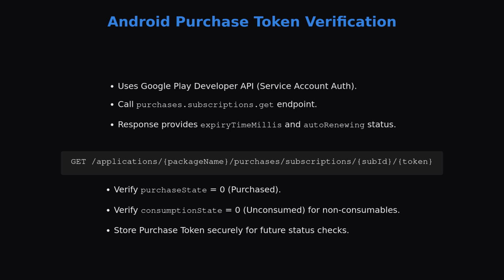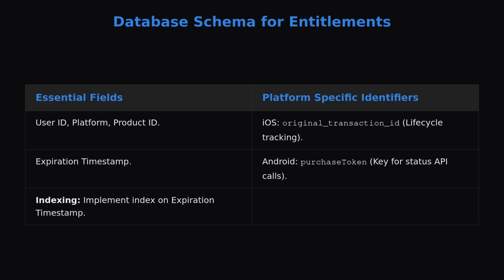The server must confirm that the purchase state field is 0, meaning purchased, and that the consumption state is also 0, meaning unconsumed, specifically for non-consumable subscriptions. The purchase token must be stored securely in your database because it is required for all future status checks and renewal monitoring. The server database schema must securely store all critical entitlement data, linking it directly to the user identifier.